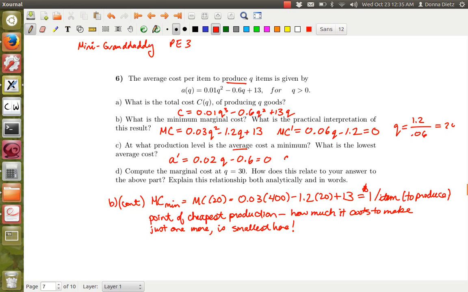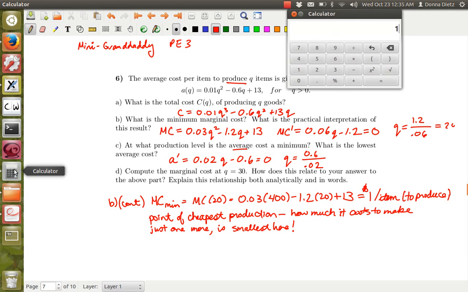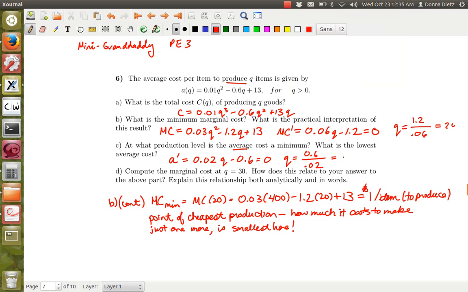So we have Q equaling 0.6 over 0.02, which equals 30. Wow. Looks very, very similar to the Granddaddy problem, where we had 2 and 3, and now we have 20 and 30. So it's not really that shocking, is it?